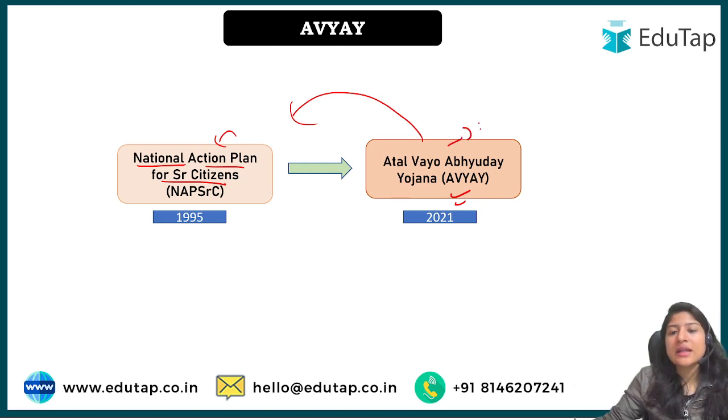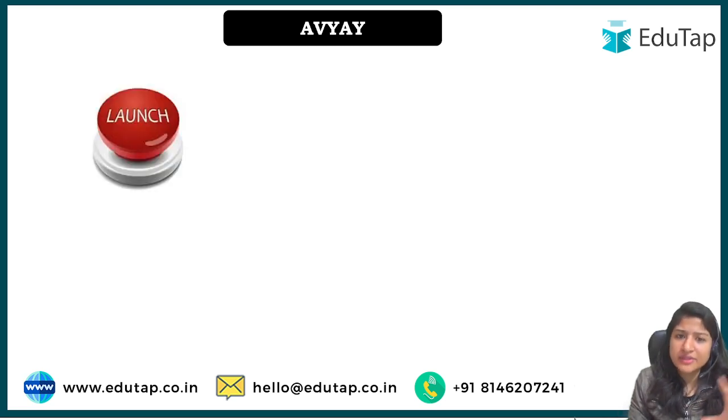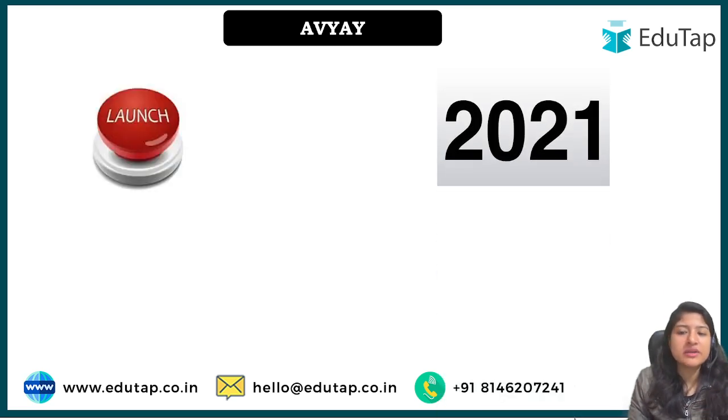Now see, this is an umbrella scheme. What does it mean? It means that there are various schemes under this which cater to different objectives. We are going to touch everything, but let's start with the basics. The launch year of this is 2021. We will say 2021 because we are talking about the AVYAY scheme. That is why it is 2021.